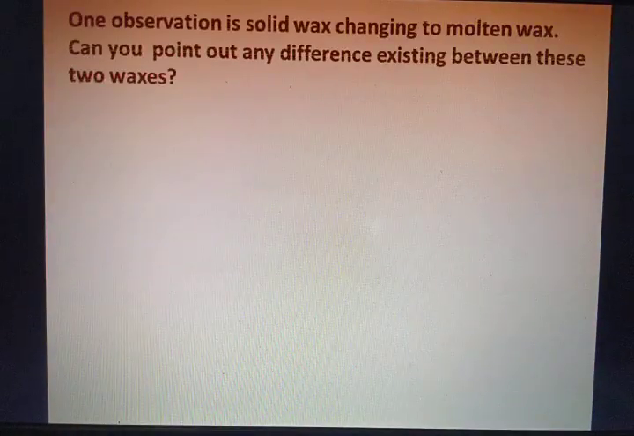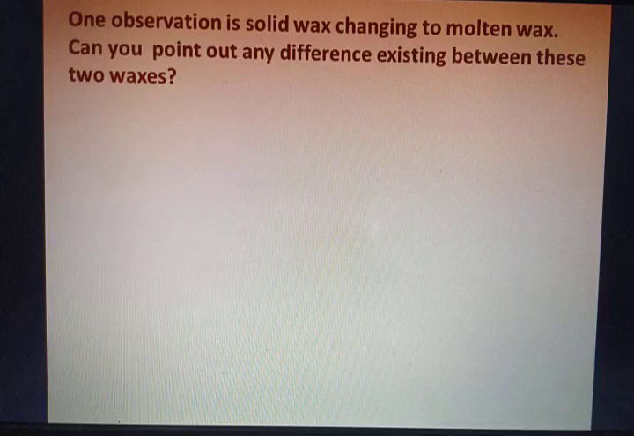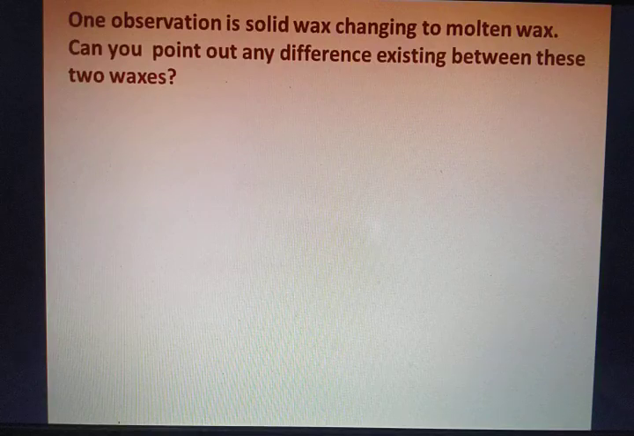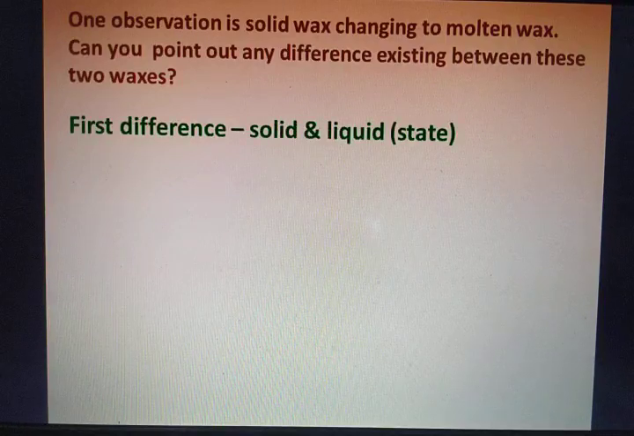Next, related to this, one observation, as I said in discussing changing solid wax to molten wax. Can you point out any difference existing between these two waxes? What do you say? Can you figure it out? Yes, very correctly. The first one is in terms of state. One is solid, one is liquid.